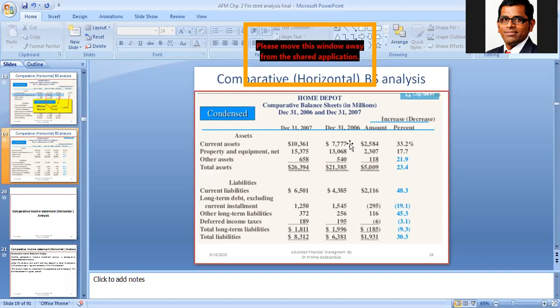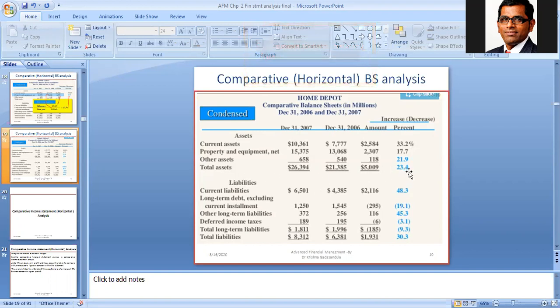Compared to previous year, the assets have increased by 33.2%, property and equipment has increased by 17%, and other assets have increased by 21%. Total assets, if you see, total assets has increased by 23%. So like this, you can have an interpretation compared to previous year. This is what horizontal analysis is.